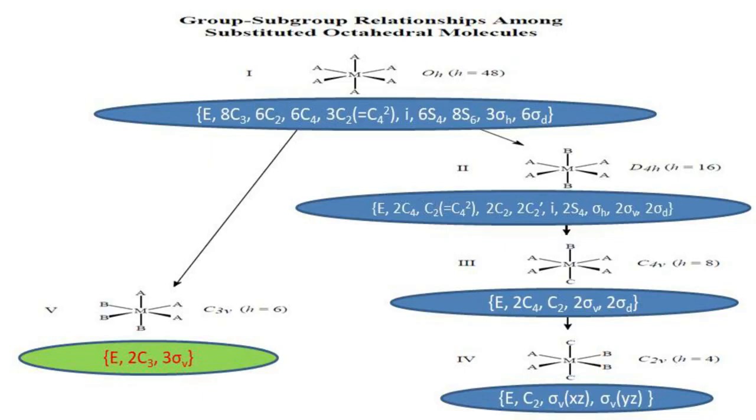For example, in the octahedral point group, there are two 2-dimensional irreducible representations and four 3-dimensional irreducible representations. And if I come to structure number 5, that is the C3V point group, we can find only one 2-dimensional irreducible representation and there is no 3-dimensional irreducible representation. On the other hand, if I come to the C2V point group, there is no 2-dimensional or 3-dimensional irreducible representation. All are 1-dimensional irreducible representations. That's the importance of group subgroup relationships.